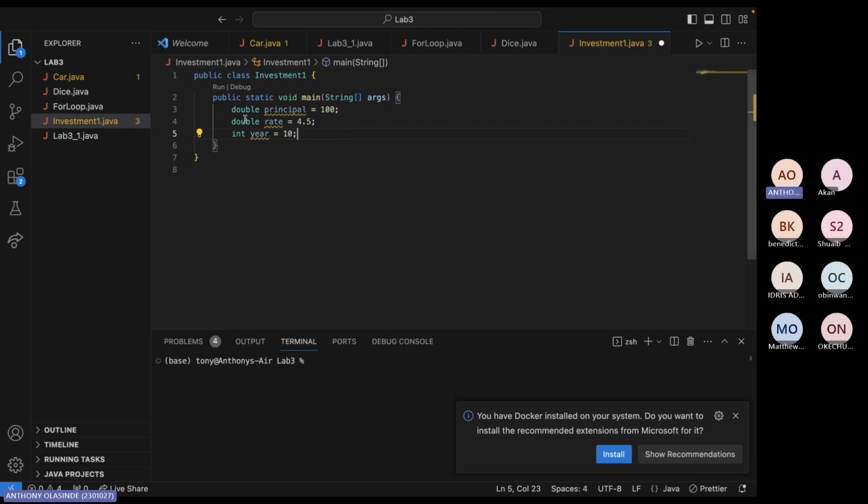You can leave it like this, or you could also do something like this. Double principal equals 100, comma, rate equals 4.5. This is very useful when you have many variables of the same data type, so you can merge all of them into one single line.